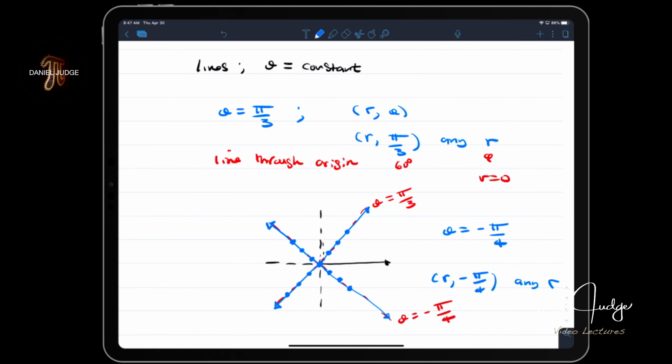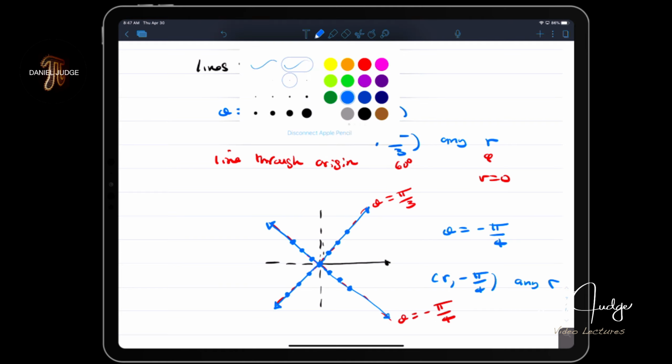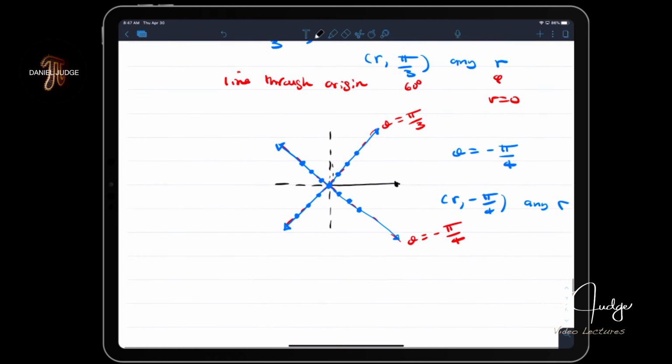Now, there's different ways we can define lines here. There's a lot of different ways we can do that. That's back in a trig course. The other most important thing I should say to us that's going to be important is circles.